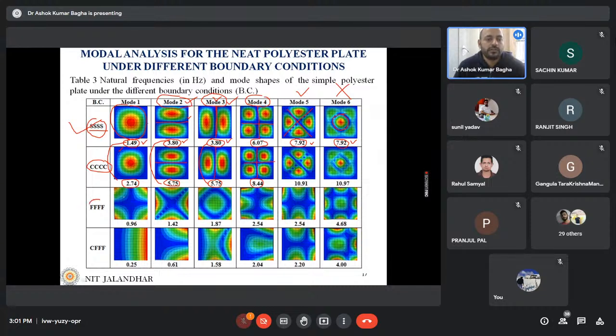This is the boundary condition when the plate is free from all the sides. This particular boundary condition represents the boundary condition of an aeroplane. When the aeroplane is moving, there is no boundary condition on it, so it is moving freely.